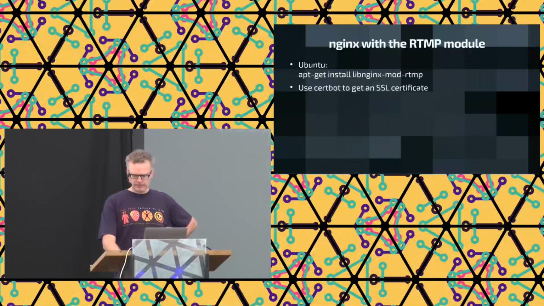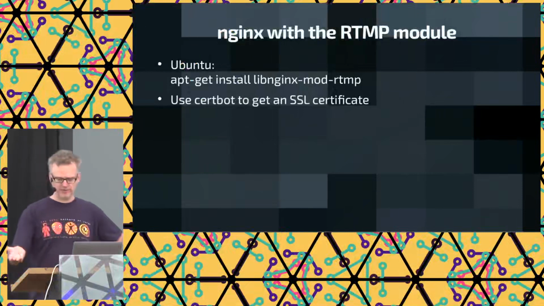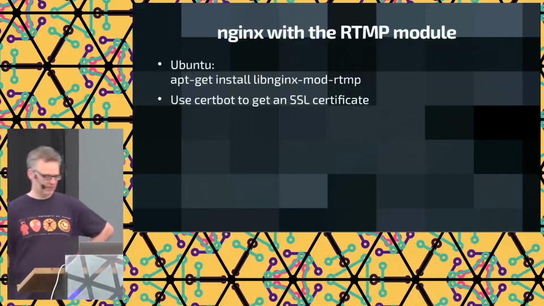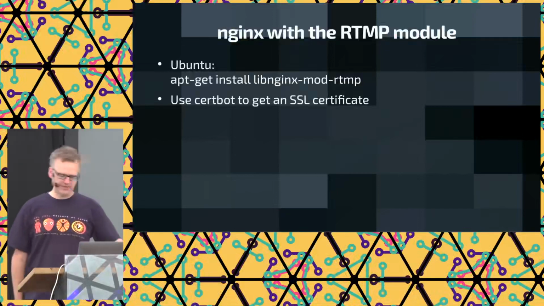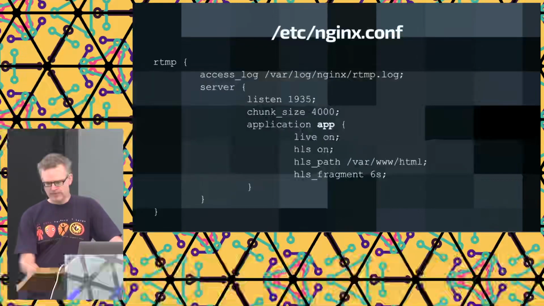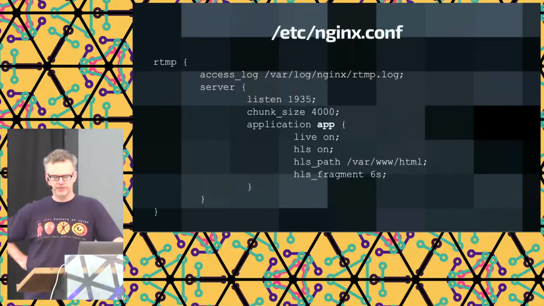Okay, so Nginx is super easy to set up. Basically, install Nginx, then install the module if you have a Debian-based Linux. That's the command to install it. Then make sure you have SSL running with certbot, for example. And then this is basically your minimum Nginx configuration file.